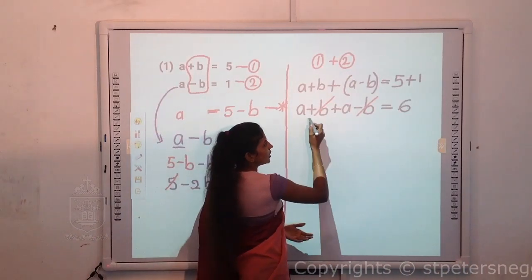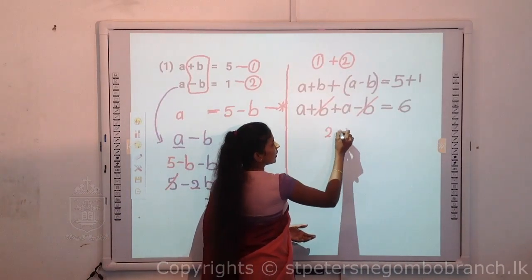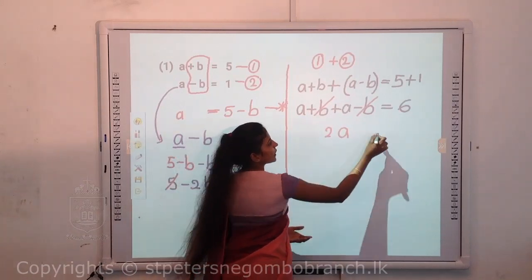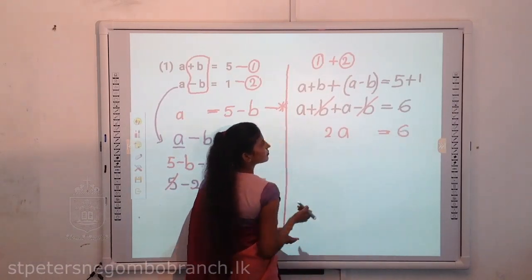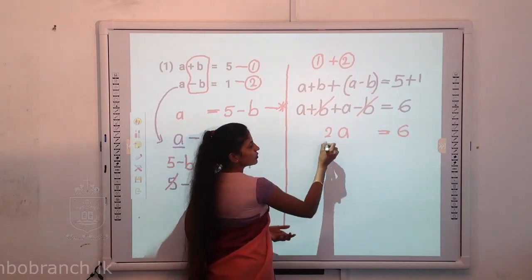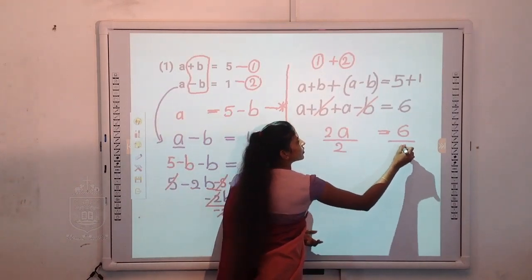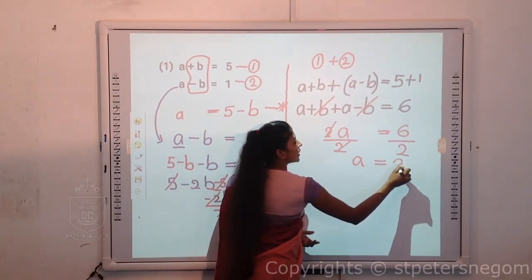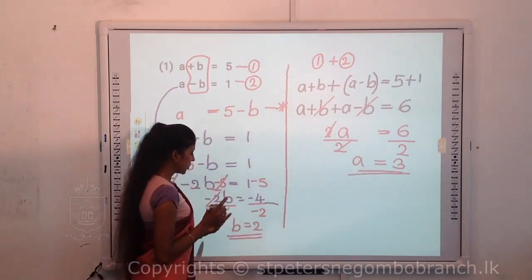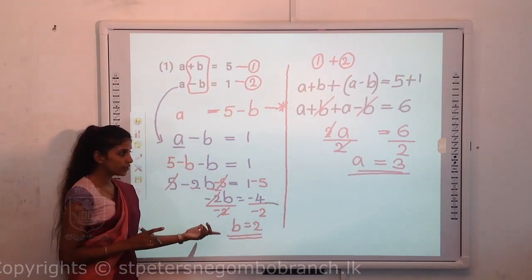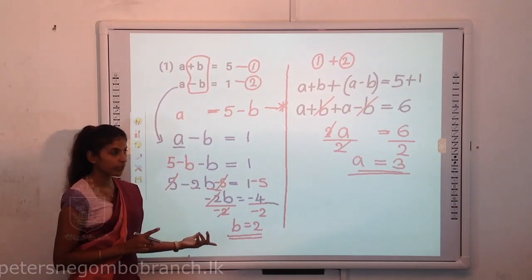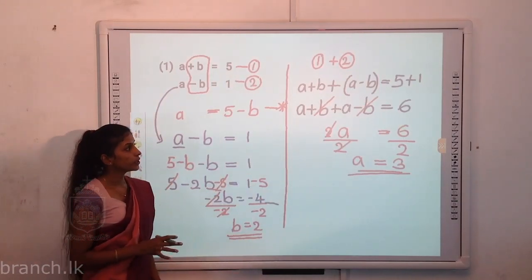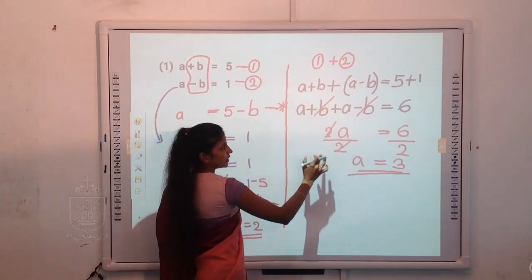So what is remaining here? 2a equals 6. Next step is to remove 2. You can remove 2. So what's the answer of a? That is 3. So in here we got the answer of a. So I'll show you how we can get the answer of b using this method. Now this is what you call as elimination method.